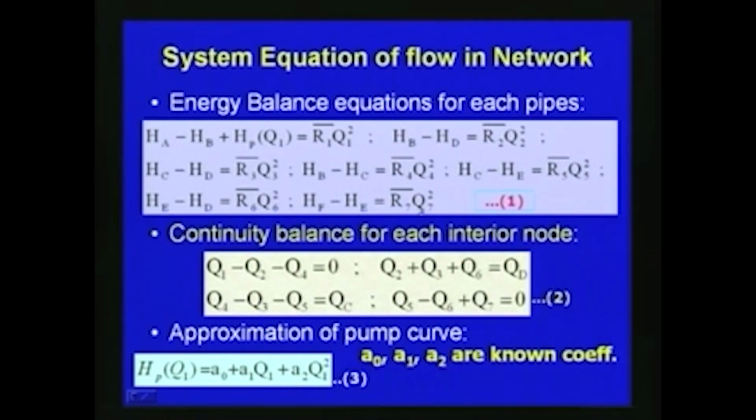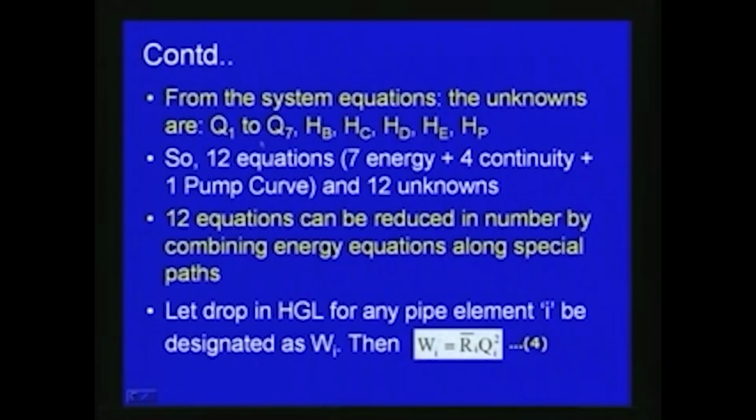So, now all the equations are written here with respect to the energy balance equations, the continuity balance and the pump equation. Here we can see that the unknowns for this system are the discharge through each pipe. We have 7 pipes, so Q1, Q2, Q3, Q4, Q5, Q6, Q7. So, 7 unknowns, and then the unknowns will be the heads at each interior node.